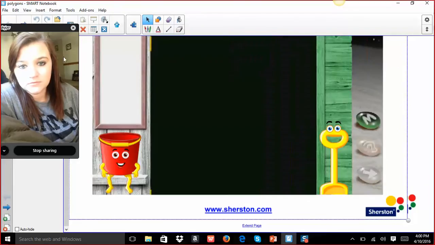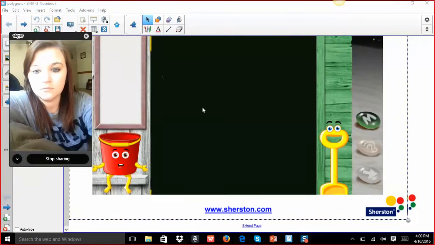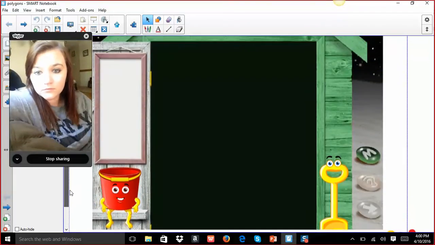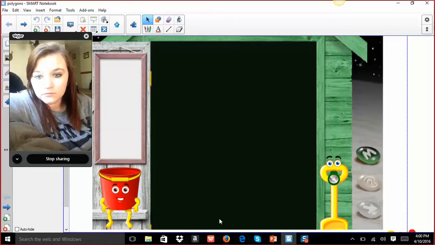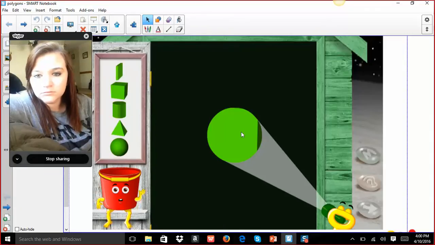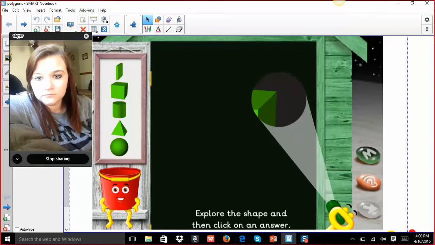I keep my shape collection in the beach hut, but it is very dark inside. Luckily, Spade has got a torch. When you're sure what the shape is, click on the matching one on my notice board, here. Okay. Explore the shape and then click on an answer. So we're going to explore the shape. All right.